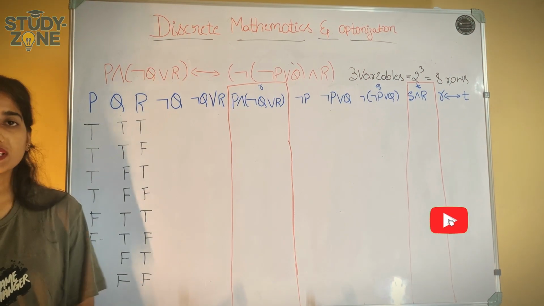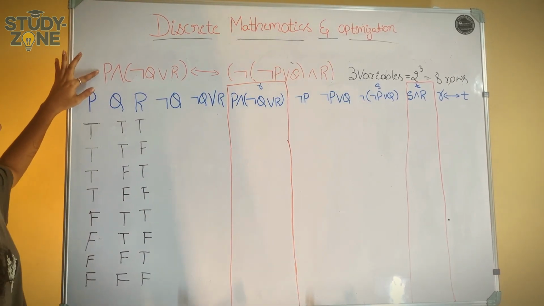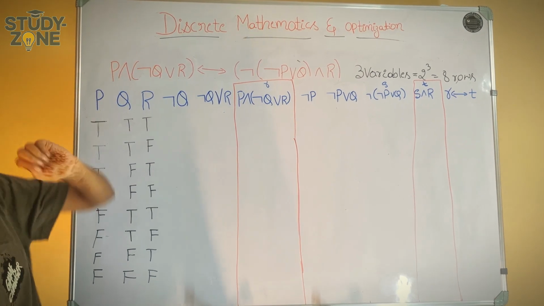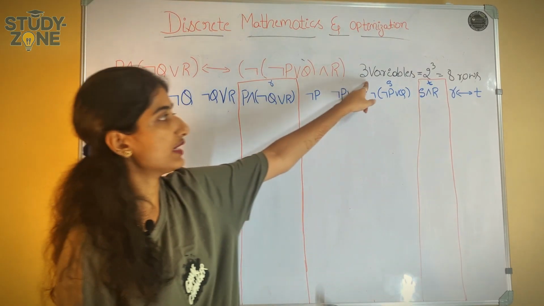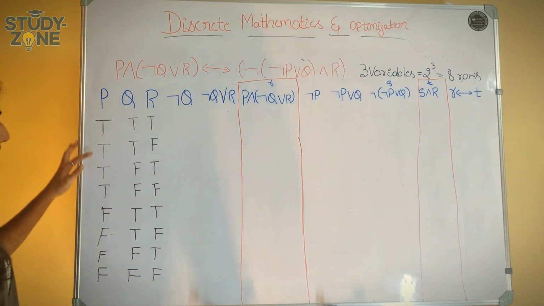Today I am going to explain the exercise problems that I have given you before. So let us solve this. There are P, Q and R, three values, right? So for three variables, 2 to the power 3, which is equal to 8 rows. So there are 8 rows here.